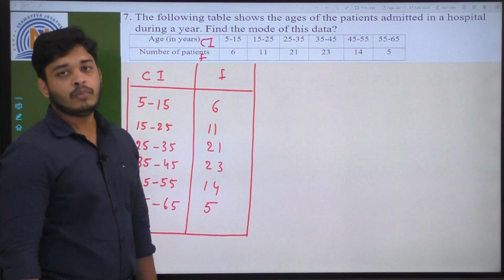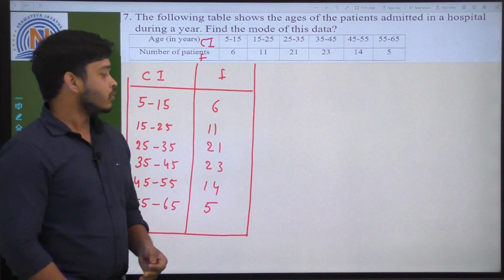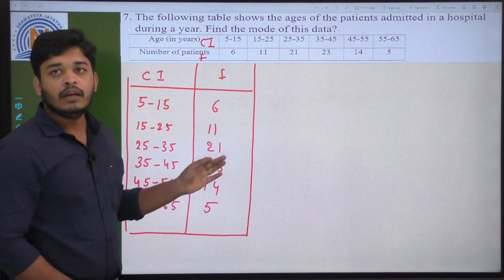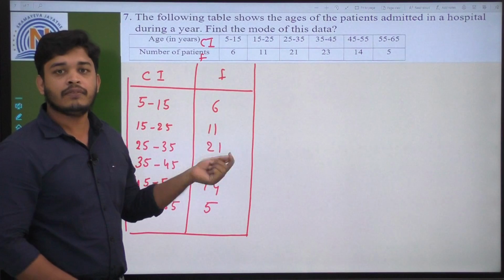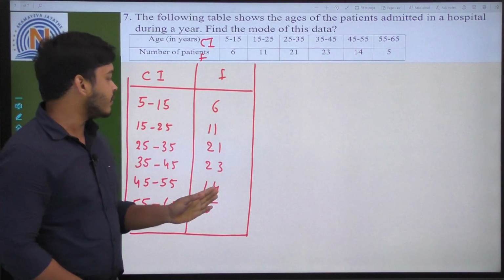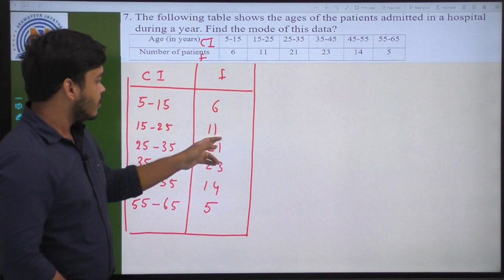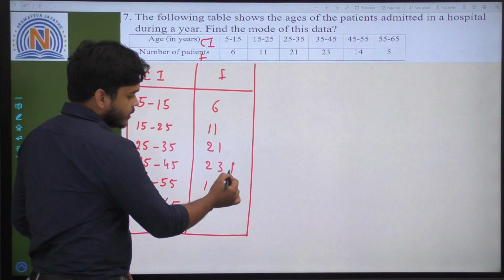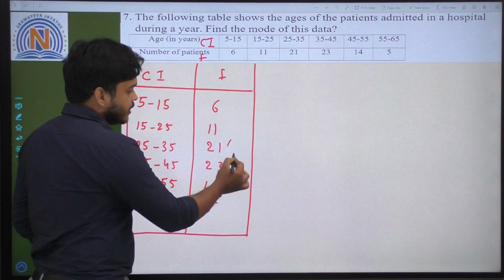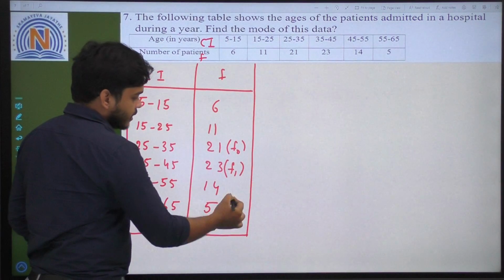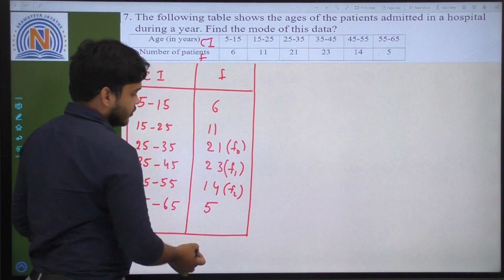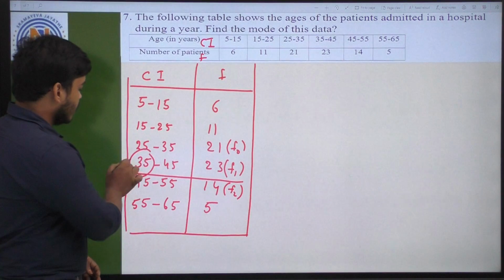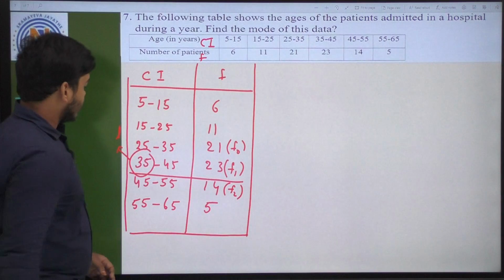Now we need to calculate the mode of the given data. First, we need to find F1, which is the highest frequency of the given data in this column. 23 is the highest one, that is F1. The preceding value is F0 and the succeeding value is F2, and the lower boundary of the modal class is L.